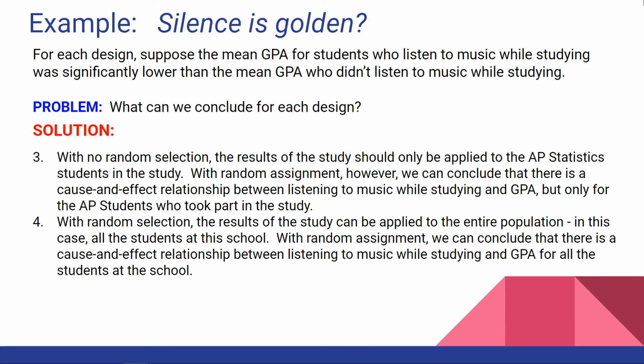With the third situation, there was, again, no random selection, so we cannot apply this to any of the students outside the AP statistics course, but there was random assignment of the study groups, so we can determine cause and effect, but only for the kids in that class. And the last one is the random selection, which allows us to apply it to the entire population of the school. And there was random assignment, so we can establish cause and effect between listening to music while studying and the GPA for all the students at the school.